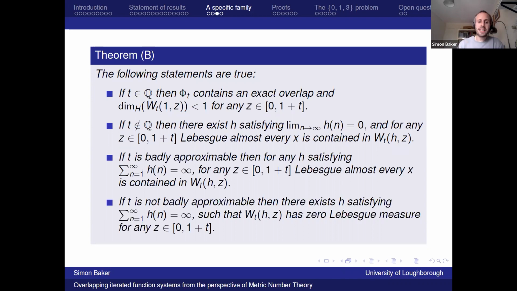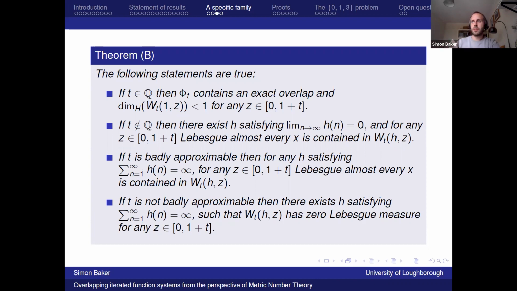We can show that if T is badly approximable, then for any H for which you have divergence, you're going to have that for any Z, almost every X is contained in this lim subset. But if T is not badly approximable, then you're going to be able to find a H for which you have divergence, yet the lim subset is always going to have 0 Lebesgue measure. So somehow, yeah, we're seeing something slightly more subtle going on.